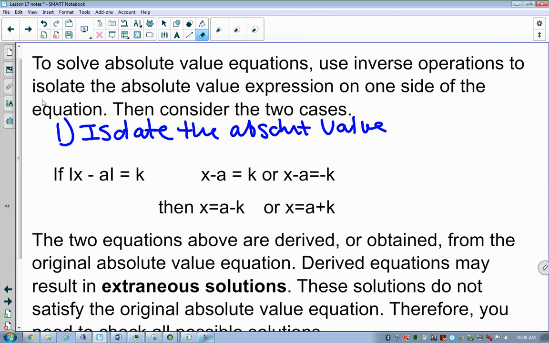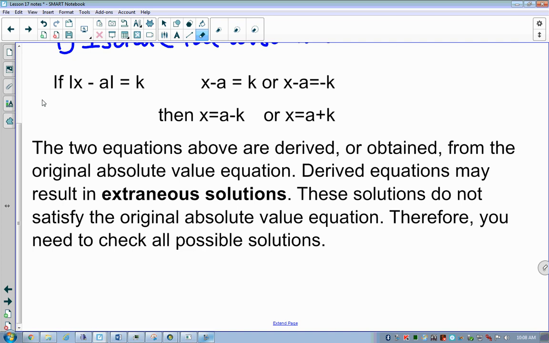So extraneous solutions. Extraneous solutions are solutions that, although we might get them, whenever I go to plug them back in, they no longer work. Okay, it's an extraneous solution. The two equations above are derived or obtained from the original absolute value equation. Derived equations may result in some extraneous solutions. These solutions do not satisfy the original absolute value equation. Therefore, you need to check all possible solutions, which means whenever I plug it back in, it doesn't work. Okay. All right, let's see if there's anything else in here.